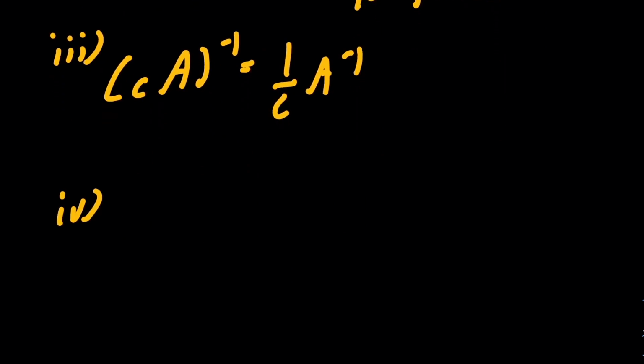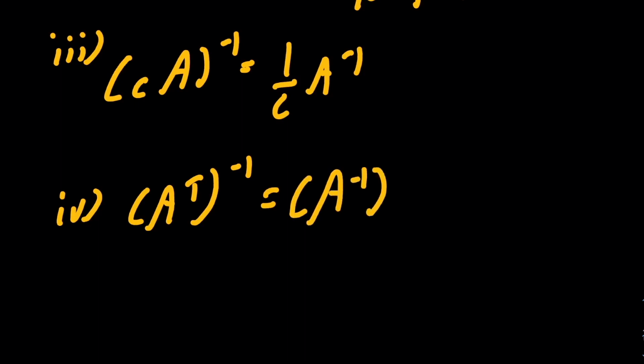Now for the fourth property, what if we have the transpose of A to the negative first power? What would that look like? It turns out that it's simply A to the negative first power transpose. So it looks like the exponents just switch out. And there you have it. We have uncovered the properties of inverse matrices.